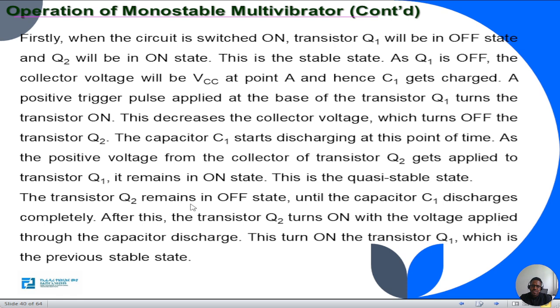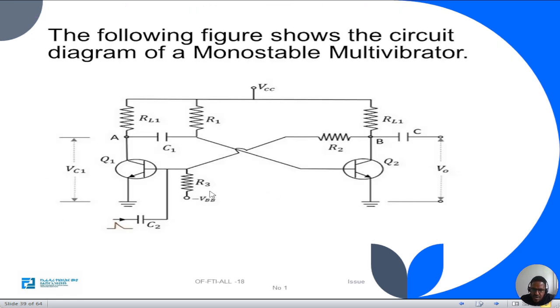The transistor Q2 remains in the off state until the capacitor C1 discharges completely. After this, transistor Q2 turns on with the voltage applied through the capacitor discharge, which turns off the transistor Q1, which is the previous stable state. So this is the principle of operation for monostable circuits.